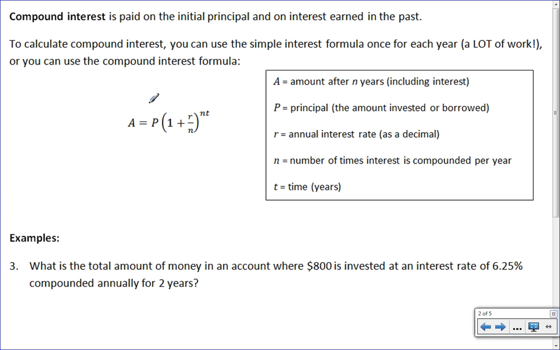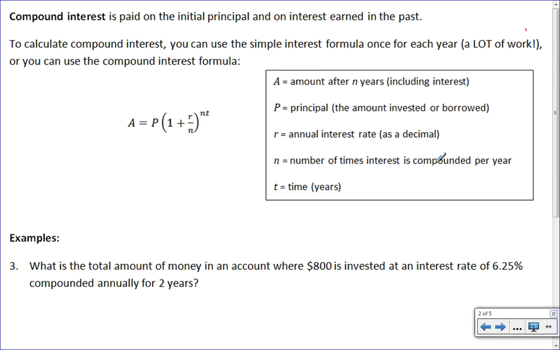So let's look at each of the parts of this formula. In this case, A is the amount after n years. That's the total balance, including interest. So you're not just finding the amount of the interest here, you're finding the total amount. The P, just like in simple interest, is the principal, the amount invested or borrowed. And then in parentheses, you have 1 plus r, just like in simple interest, the annual interest rate as a decimal, divided by n, and this is the number of times interest is compounded per year.